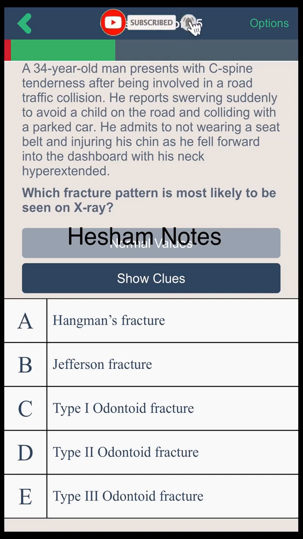Do you remember the types of odontoid fracture? Type 1 is a fracture at the tip of the odontoid process. Type 2 is at the junction between the odontoid process and the body of the axis. And involving the body of the axis is type 3. Okay.